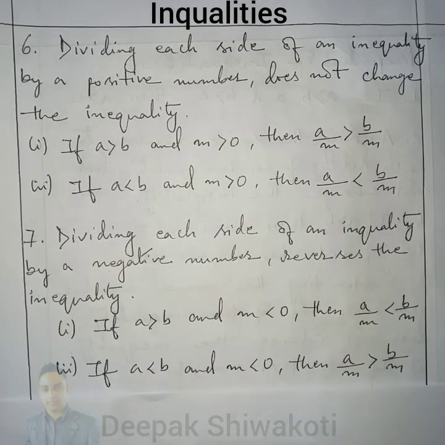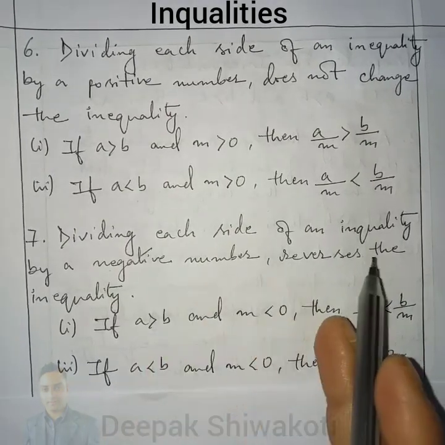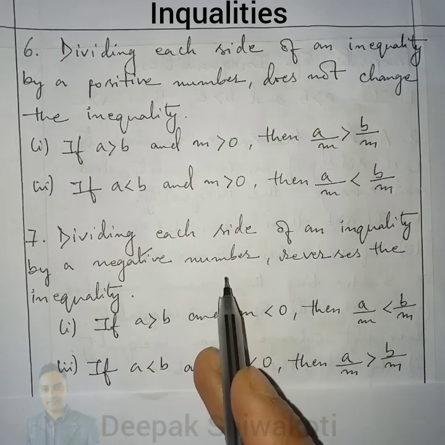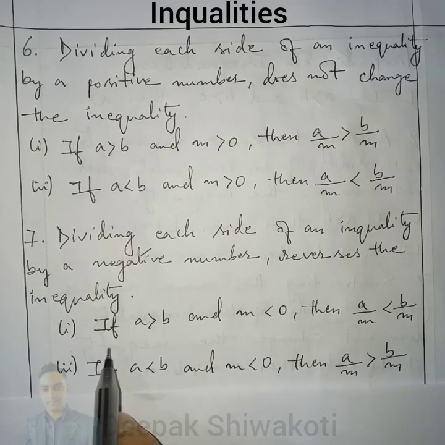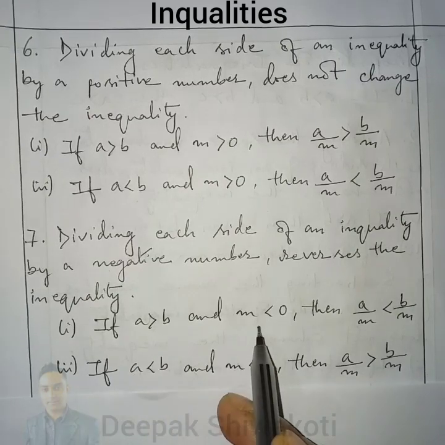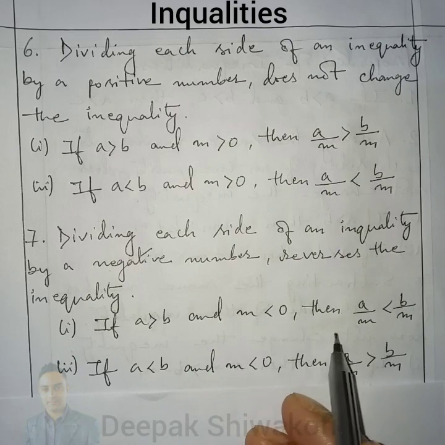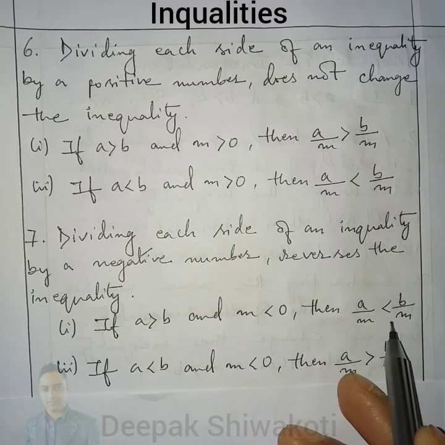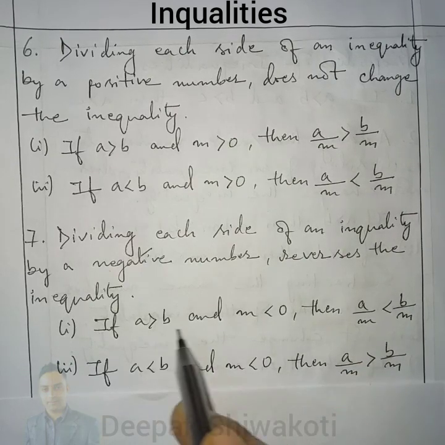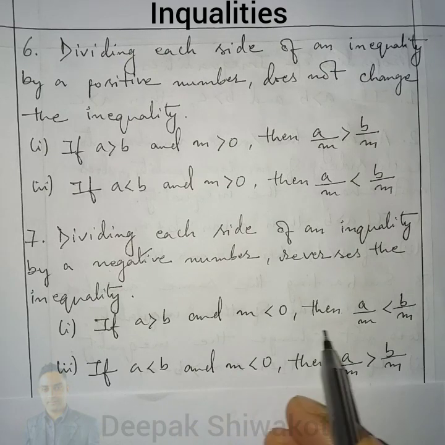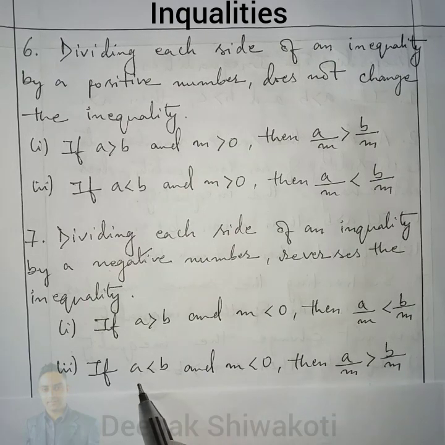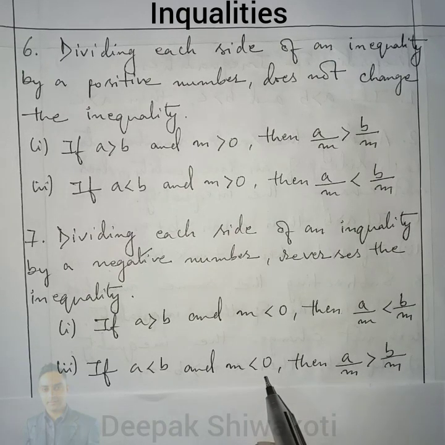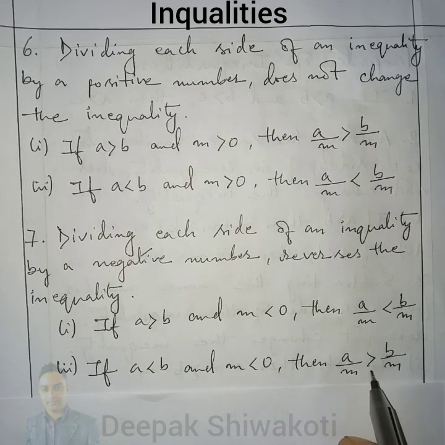Number 7: dividing each side of an inequality by a negative number reverses the inequality. Number 1: if a is greater than b and m is less than 0, this means a negative number, then a by m is less than b by m. Here it is greater than, and when we divide by a negative number, the sign reverses. Similarly, if a is less than b and we are dividing by a negative number, the sign reverses here. It becomes greater than.